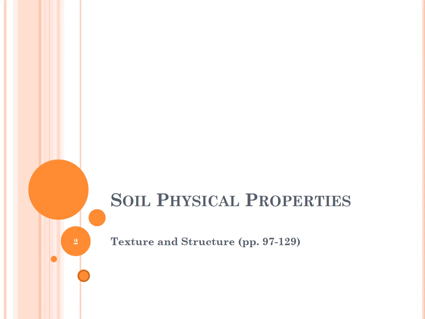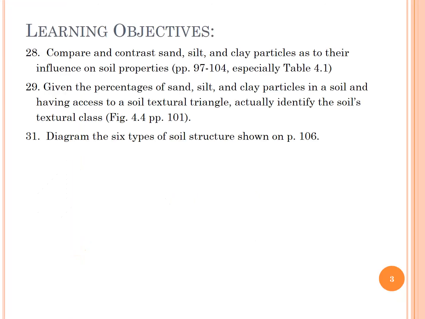So now we're going to talk about soil physical properties. I want you to compare and contrast sand, silt, and clay particles and their influence on soil properties. And if I were to give you the percentages of sand, silt, and clay particles in a soil, and I give you access to a soil textural triangle, you would need to identify a soil's textural class. And then I want you to diagram the 6 types of soil structure.